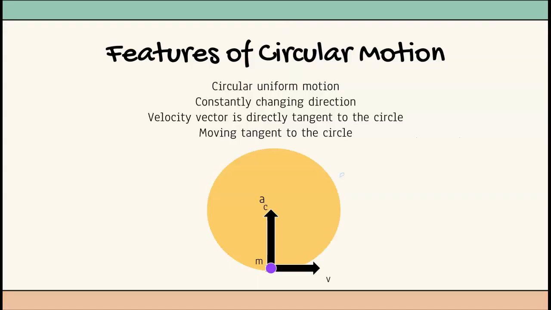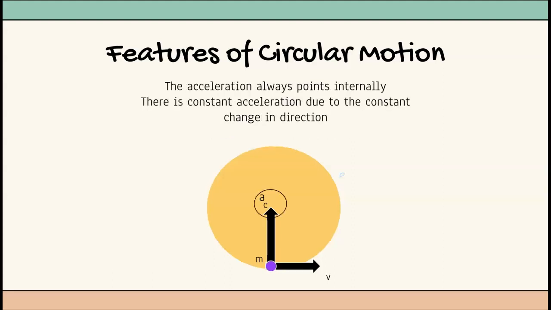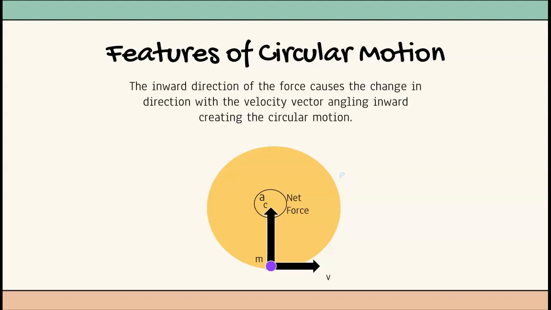Now, what are the features of circular motion? Circular motion is a uniform motion. It is constantly changing direction, and the velocity vector is directly tangent to the circle. It is moving tangent to the circle. What are the other features of circular motion? The acceleration always points internally or towards the center of the circle. There is constant acceleration due to the constant change in direction and velocity.